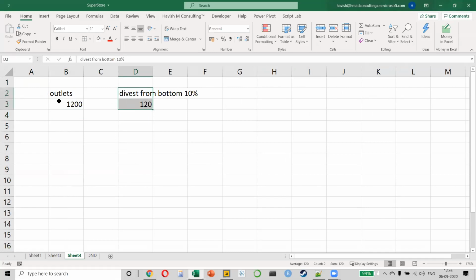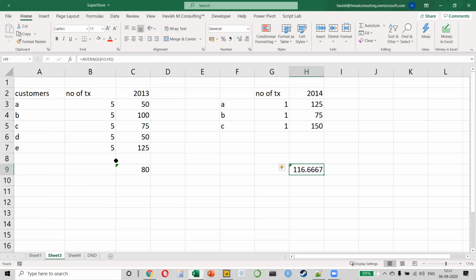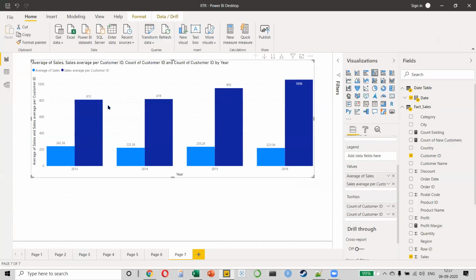Now, when we remove the bottom 120, what happens? Obviously, the average goes up because the bottom 120 are the worst performers, correct? So if you remove the 120 from the bottom, of course the average will go up. That's what I'm trying to show you. Do not jump to a conclusion without looking at the count and the number of unique customers. You can't say that more customers have been added to the business. It is not necessary at all.